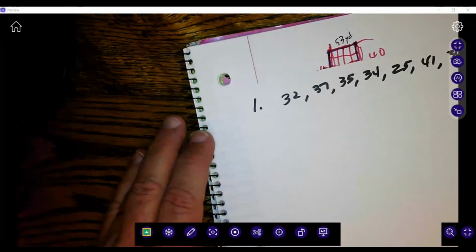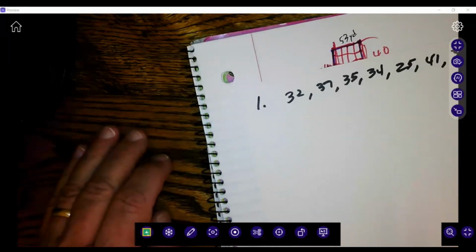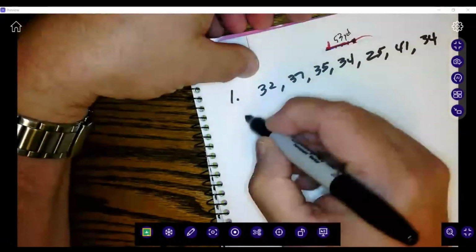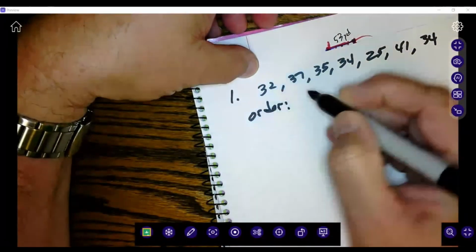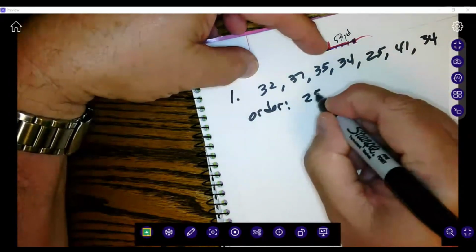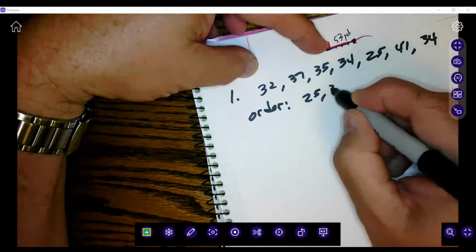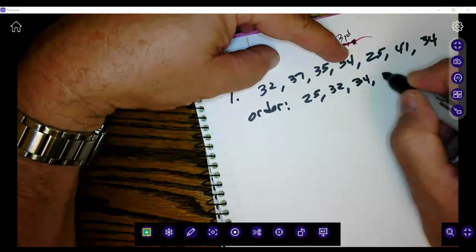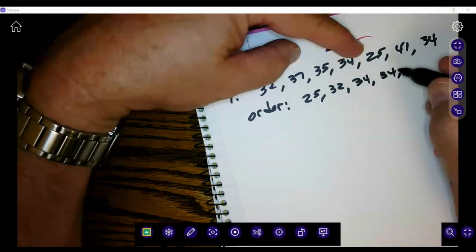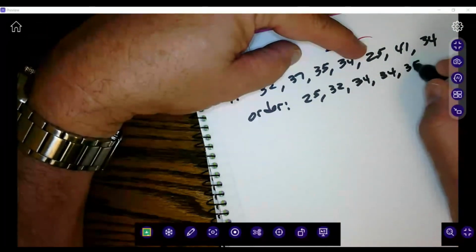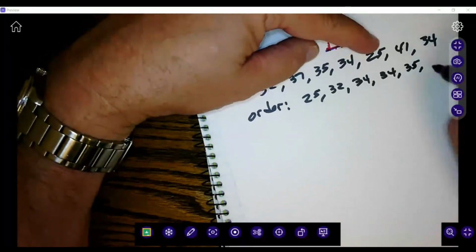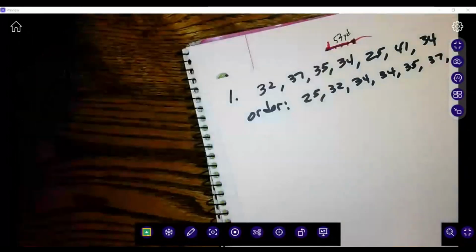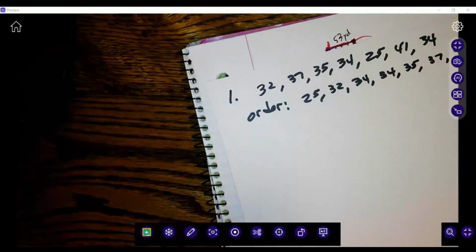So one of the first things we want to do is put these numbers in order. And so they have done that for us on the first one. When we put them in order, the first one's 25, then we have 32, then we have 34, another 34, 35, 37, and 41. Okay, so that's our numbers in order.